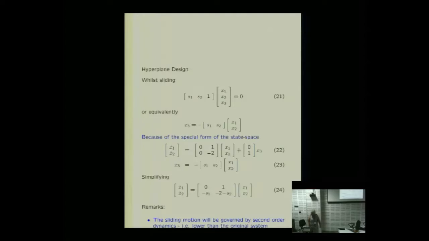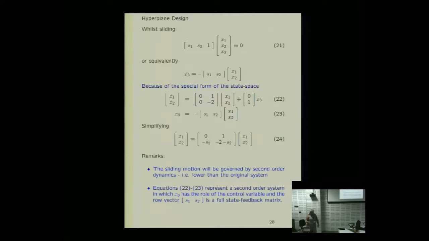And this is what I've done here. So we can see we've written down S equals 0. We've expressed X3 in terms of X1 and X2. And we can see that the design of the sliding surface just becomes a control problem, a feedback control problem, for a control X3 that is applied to the remainder of the system. And in this case, because we've chosen a linear sliding surface, it's actually a linear state feedback problem. Okay? It's just designing a full state feedback controller S1, S2 for this particular subsystem.